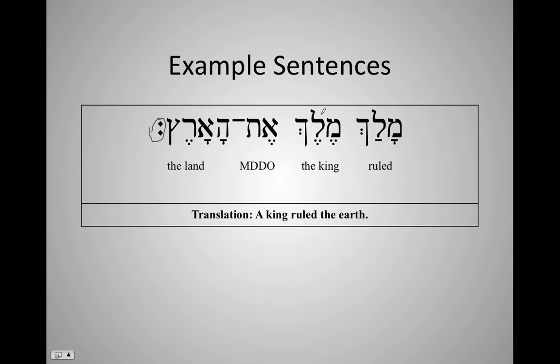Our subject is going to follow. In this case we have king. Actually, it should just be king without a definite article there. So a king ruled. Note again we have the mark of the definite direct object that follows. It's not translated, it's just telling us that what follows is the direct object of the verb. So a king ruled haaretz, the land. Again, you see that prefixed definite article before that noun there, haaretz. A king ruled the land or the earth. Either one is fine.